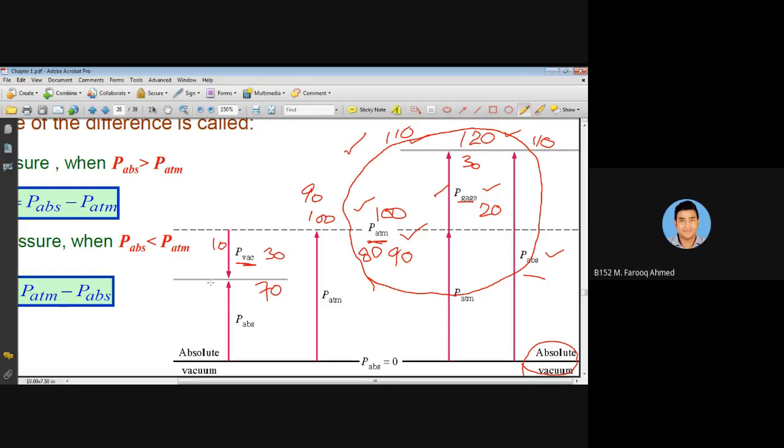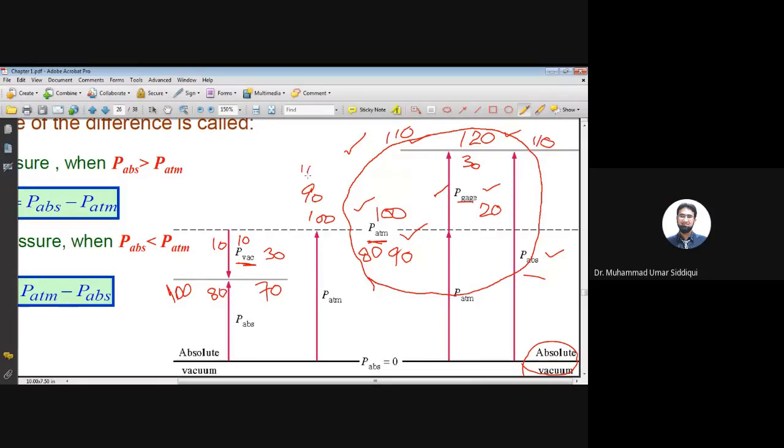Perfect. Suppose you know that the absolute pressure is 100, and the vacuum gauge is giving you the reading 10. So what would be the atmospheric pressure? 110. Perfect.